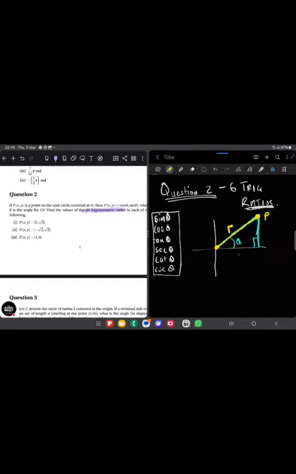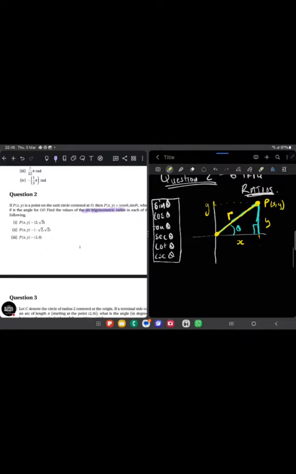Or we can have x and y. You tell us how much you move in the x, then you tell us how much you moved in the y. Here's the y value. So P, we have x, y.